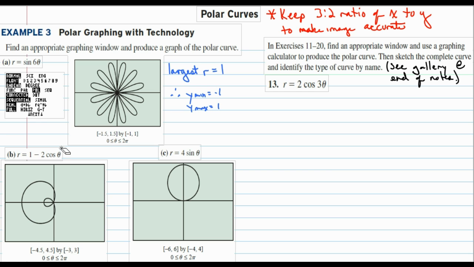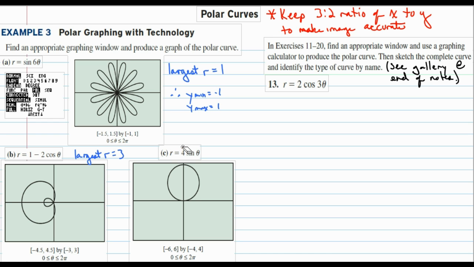Part B. Thinking about what the largest R value could be, or the smallest negative-wise. Cosine fluctuates between -1 and 1. So +1 is going to make 1 minus 2, so that's -1. But -1 is going to be 1 minus 2 times -1, so really plus 2, that's 3. So the largest R value is going to be 3. So then I set my Y min and Y max to -3 and 3 respectively. Then keeping the 3:2 ratio, -4.5 to 4.5 for my X min and max.